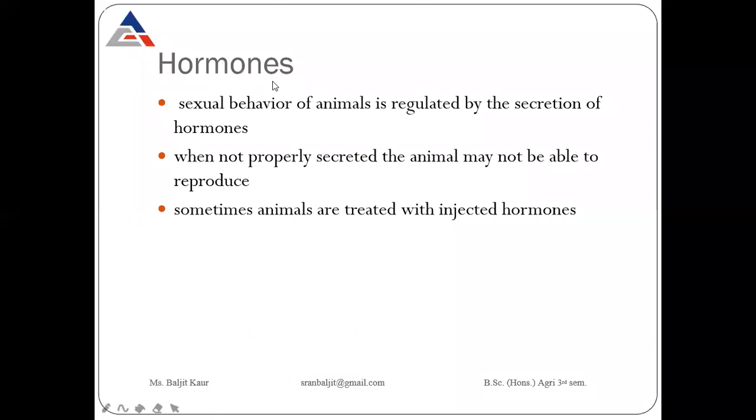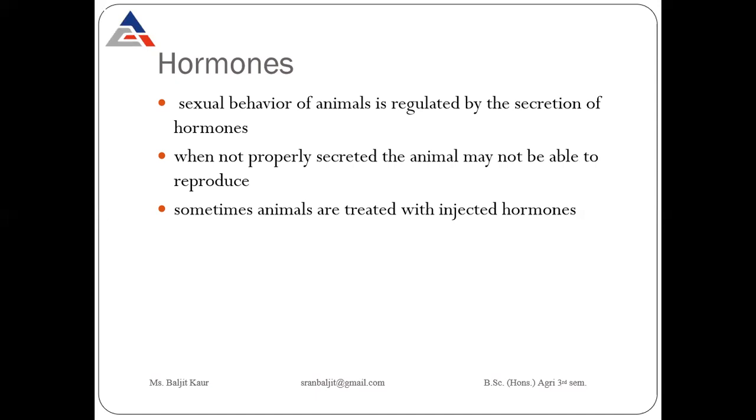Now there are some hormones which are responsible for egg production, and for reproduction in poultry. The sexual behavior of animals or poultry is regulated by the secretion of hormones. When these are not properly secreted, the animal or the birds may not be able to reproduce.